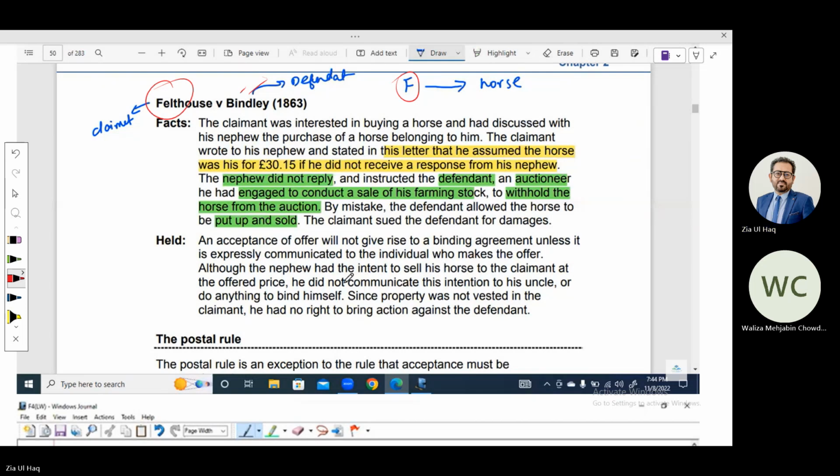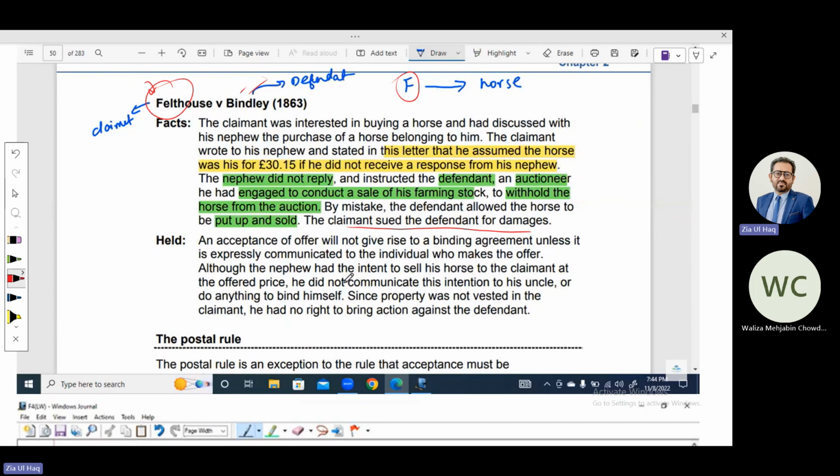and he instructed his servant who was selling his farm stock, this horse I have sold to F, so please do not sell it to any other person. By mistake, the defendant allowed the horse to be put up and sold. The claimant sued the defendant for damages, asking why he sold the horse, because there was acceptance.